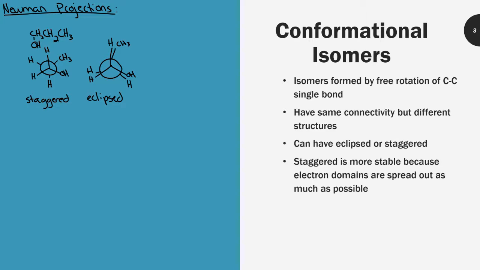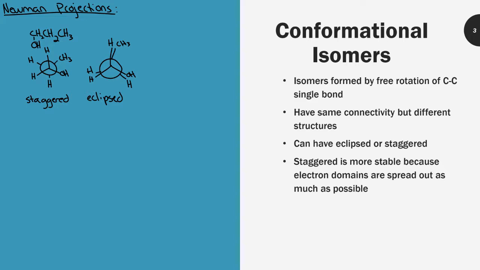So the whole premise of conformational isomers is having either an eclipsed or staggered conformation. And this is the same thing in chair and boat cyclohexane, if you remember that one. That's the same kind of concept. So because there's free rotation on C-C single bonds, molecules will rotate to get the most stable conformation. So like up here, this is the compound I have drawn out.